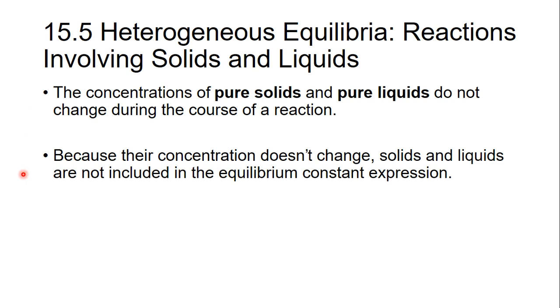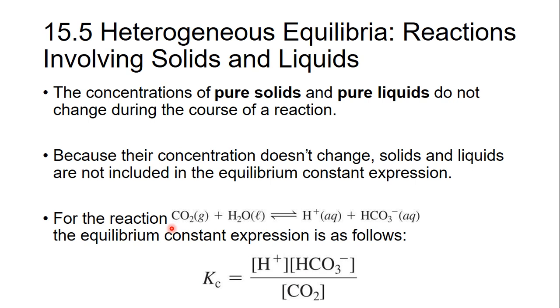And since their concentrations do not change, we don't put the concentrations of solids and liquids in our equilibrium constant. So let's take a look at this. We have carbon dioxide gas plus H2O, which is a liquid, going to H plus and HCO3 minus. The equilibrium constant is our products divided by our reactants, but we don't have any H2O because our state symbol L says that's a liquid, and so we don't put in pure liquids or pure solids, only gases and aqueous substances.